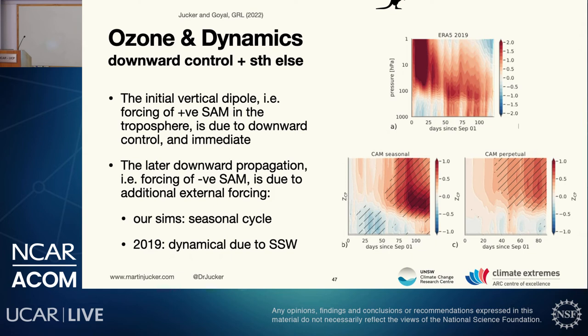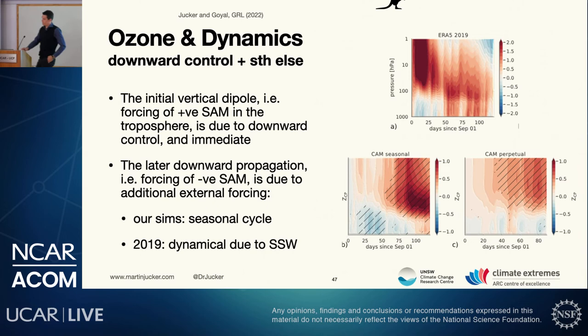So what we think is happening is that there are two different phases of this whole thing. One is the immediate response to the ozone perturbation, which is a positive SAM at the surface, negative on top. But then there is some additional forcing. In our simulations, this is simply a seasonal cycle. It gets much warmer, the vortex breaks down because of the seasonal cycle, and then you start having this downward propagation. In the real 2019 case, you have, of course, lots of dynamical warming because it's a sudden warming, whereas the model doesn't produce a sudden warming. So that sudden warming is a lot of additional forcing, which changes the polar vortex strength, and then eventually it comes down.